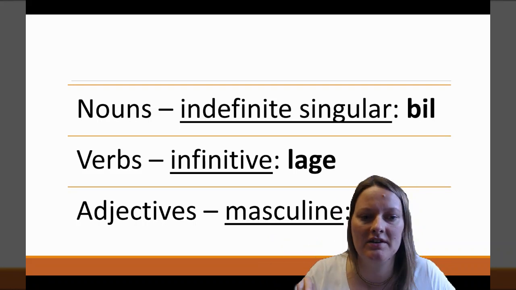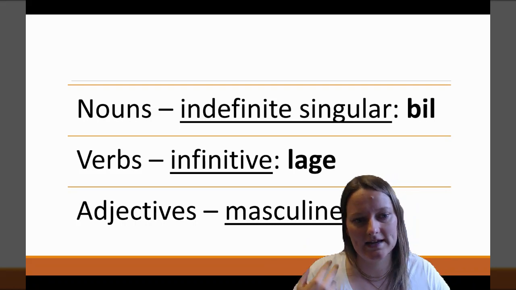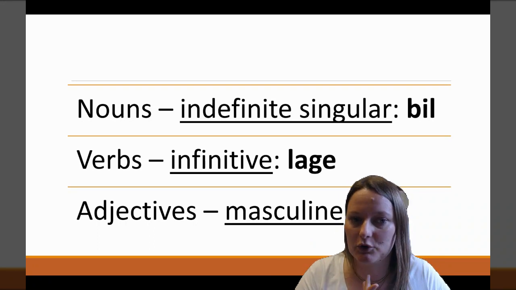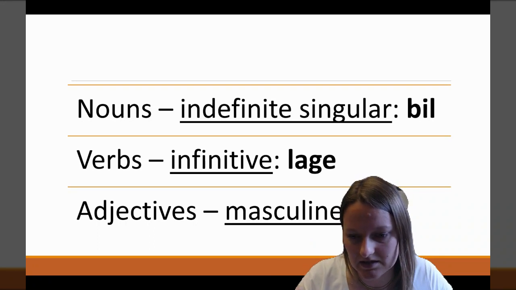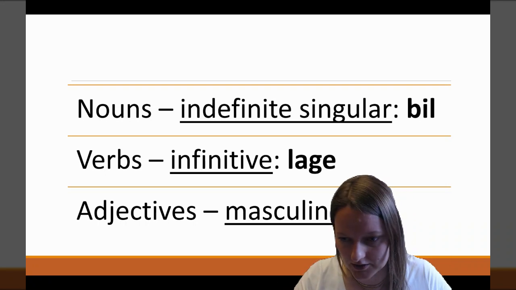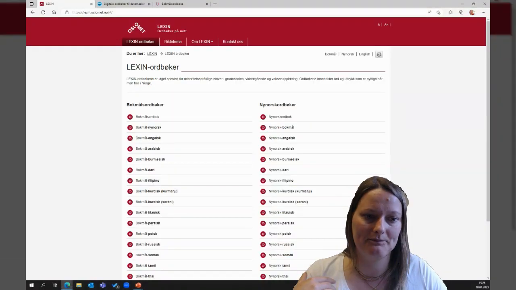There are three online dictionaries I'm going to focus on. They're called Lexin, Ordnet, and Ordbøkene. In all three, I'm going to show how to look up what the verb å lage means. So I'm going to focus on Norwegian to other languages. First of all, let's go to Lexin.